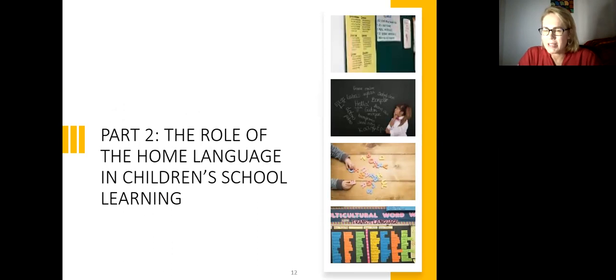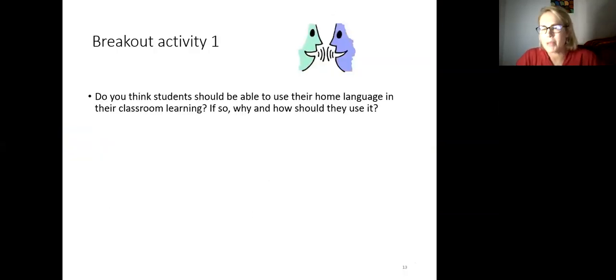Why is it important? Do we think that because Australia has English as a lingua franca, we should only get our students to speak English at school? Or is there a role, a need for children to actually access their home language in the school? I'm quite interested to know where you are in this idea. Do you think students should be able to use their home language in their classroom learning? And if so, why and how should they use it?